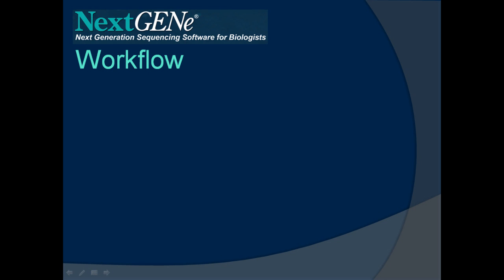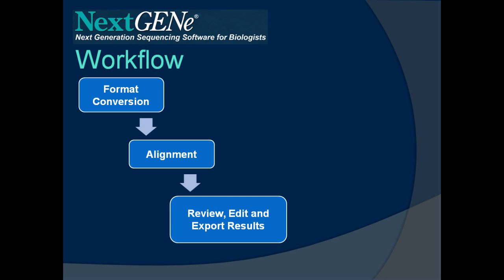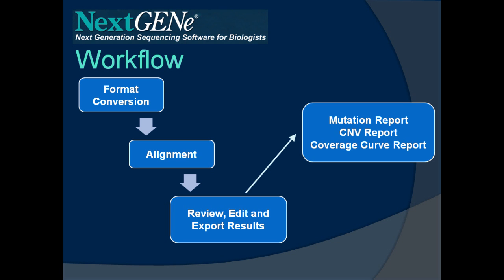The workflow for these projects is relatively straightforward. First, we perform format conversion, where we convert from a FASTQ file to FASTA files and do some quality filtering and trimming at the same time. Next, we align the data to the whole human genome reference. And finally, we examine the results in the viewer, where we can review, edit, and export many different types of reports. Some of the main reports in this type of analysis include the mutation report, the CNV report, and the coverage curve report, which is very good for quality control.